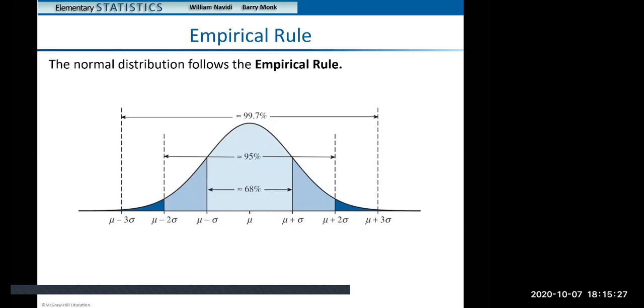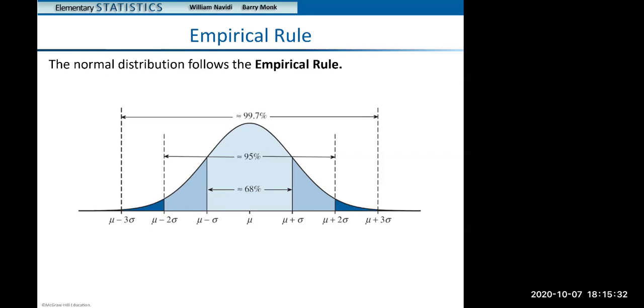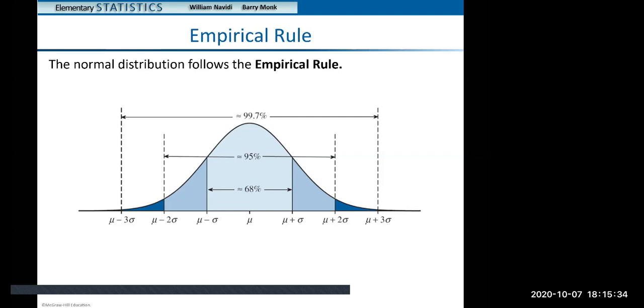Remember the empirical rule. This is a normal curve, and so far you only know about 68%, 95%, and almost all, which is exactly 99.7%. The mean is the center. If you go one standard deviation away from the mean, that is mu minus one standard deviation and mu plus one standard deviation, the total area from here to here is 68%.